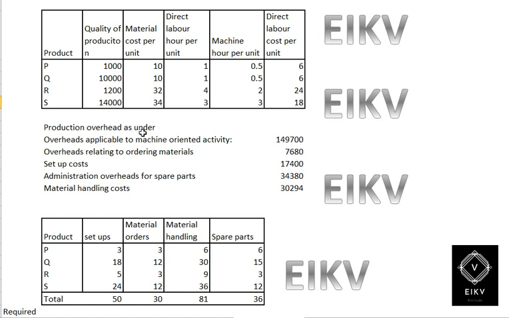The production overheads are as under. The production overhead includes overhead applicable for machine oriented activity, which is 1,49,700. Then overhead related to ordering material 7,680. Setup cost 17,400. And administration overhead for spares, which is 34,380. Then we have material handling cost as 30,294.